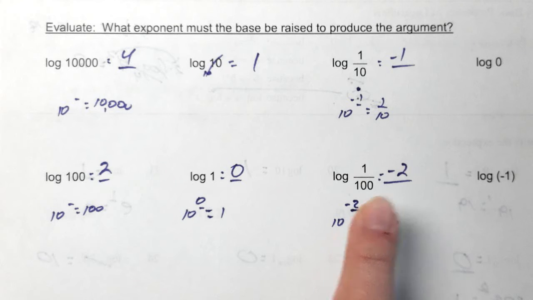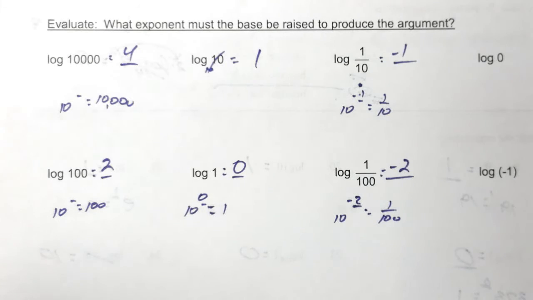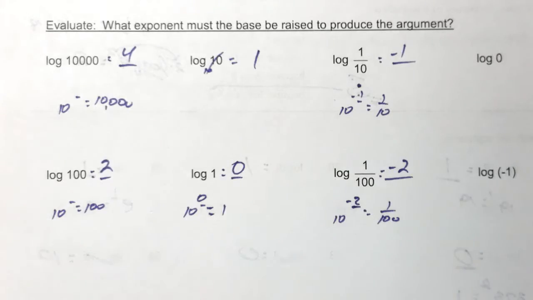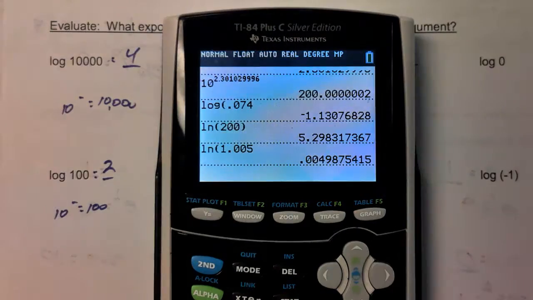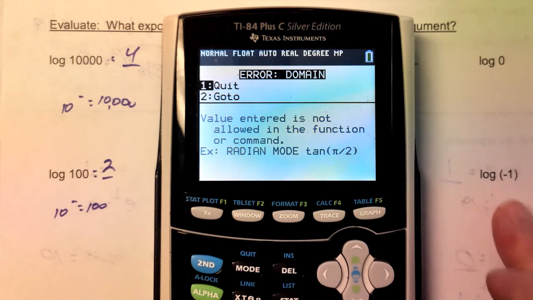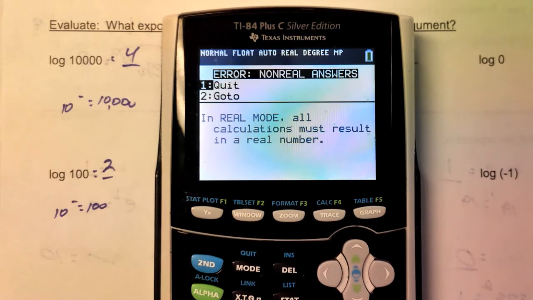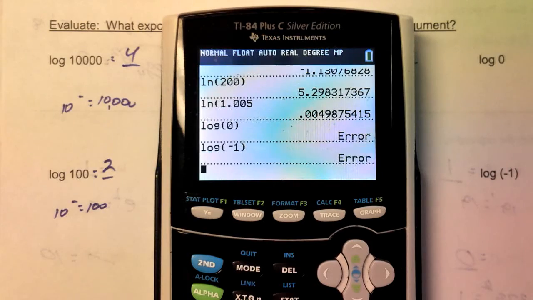Okay? All right, as we talked about at the very beginning, our arguments have to be positive numbers, okay? So if you were to type log 0 in your calculator, it's going to give you an error message. Same thing if you type log -1. If you type log -1 in your calculator, it's going to give you an error message. It says non-real answer. You're getting into imaginary numbers.